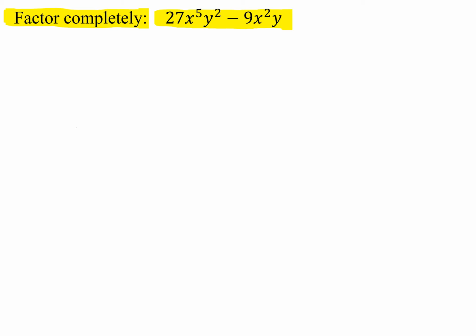We're going to start by looking at the numbers. I have 27 and 9. Is there a common factor? Yes, I could pull out a 3 because 3 divides evenly into 27 and 9, but it's better to pull out the highest number possible, and that would be a 9 since 9 divides evenly into 27 and 9.